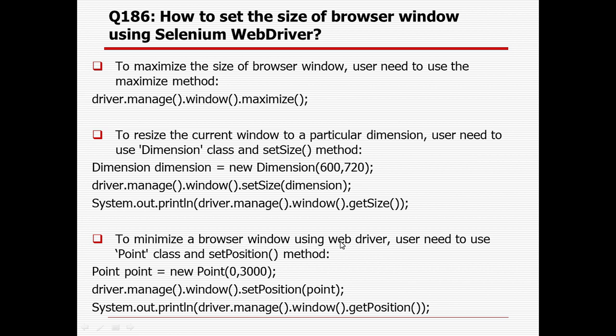To minimize a browser window using WebDriver, the user needs to use the Point class and the setPosition method. First, for the Point class, you create an object or instance. Here the x-axis will be 0 and the y-axis you can give anything. Then you use driver.manage().window().setPosition with the Point object reference you created. Once the position is set, you can also get the position of the current window. Those are the three important methods available for setting the size of the browser window with Selenium WebDriver.